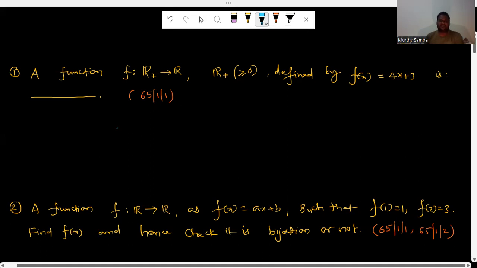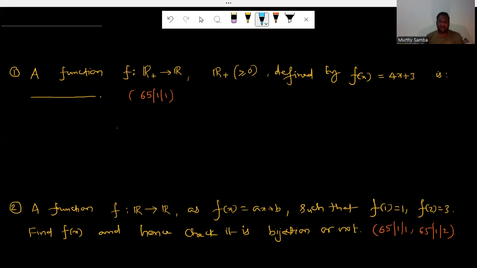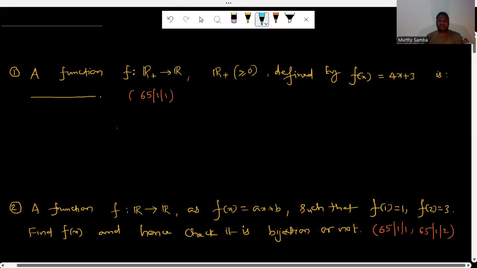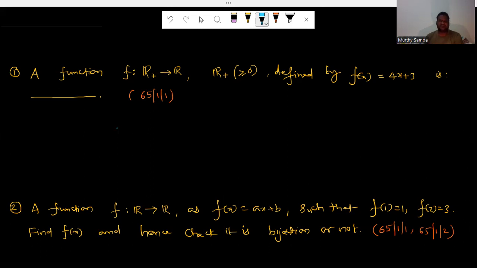A function f from R plus to R is defined by f of x is equal to 4x plus 3. You know what we mean by R plus? It will be mentioned in the problem itself. R plus is non-negative real numbers. What do you mean by non-negative real numbers? Which are just not negative. Not negative means it could be either positive or it could be zero also. So that is what non-negative real numbers means.